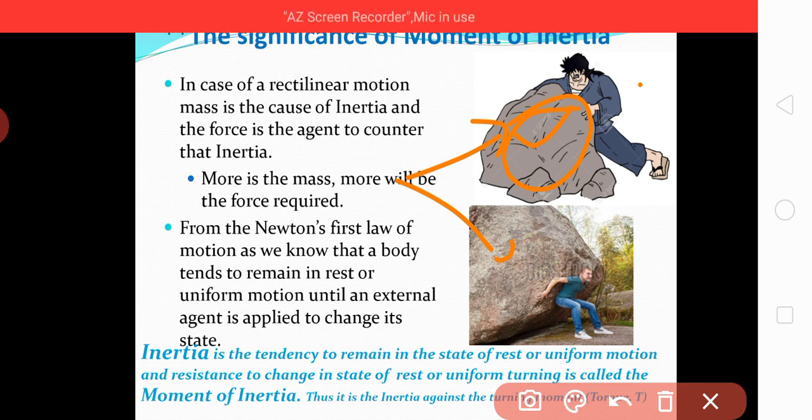Now, from Newton's first law of motion, we know that a body tends to remain in rest or uniform motion until an external agent in the form of force is applied on it. Inertia, as we know, is the tendency to remain in the state of rest or uniform motion, and the resistance to change in the state of rest or uniform motion is called the moment of inertia. Here, again, inertia is the tendency to remain in the state of rest or uniform motion. A resistance to change in the state of rest or uniform turning moment. Here, important is turning moment.